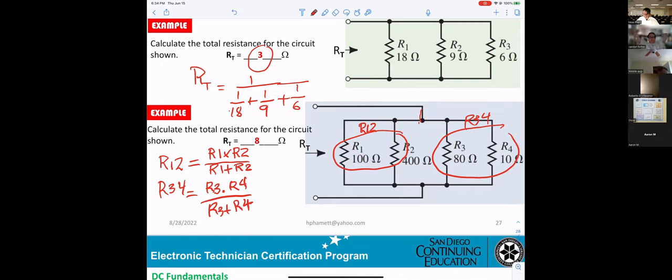And after you get R1,2 and R3,4, then they will be parallel. So the answer R total equals R1,2 times R3,4 divided by R1,2 plus R3,4. That's how we can solve that problem.